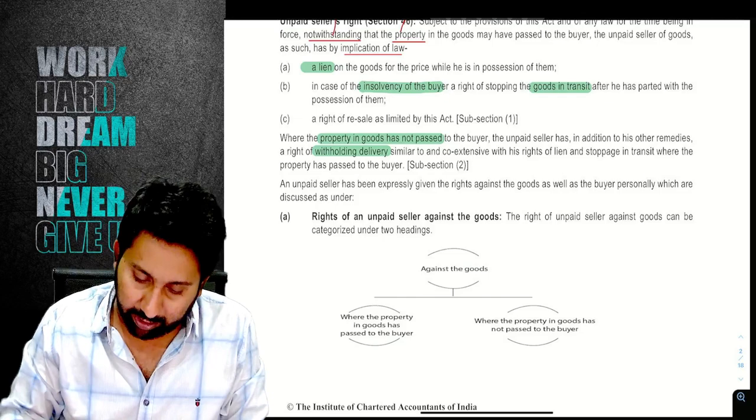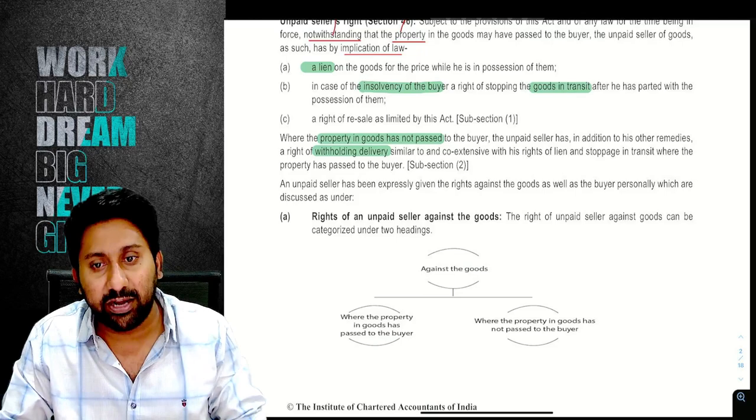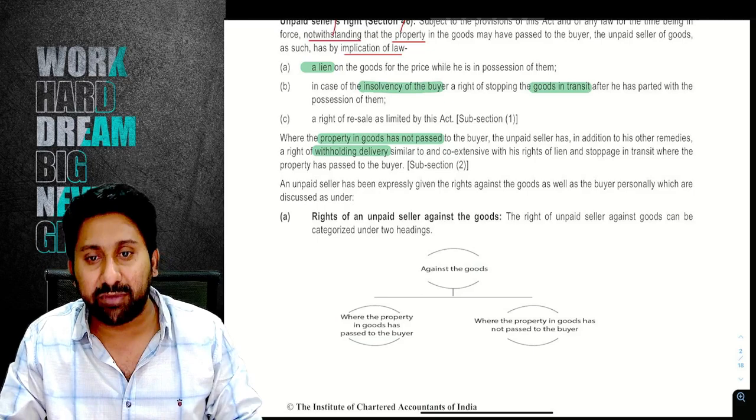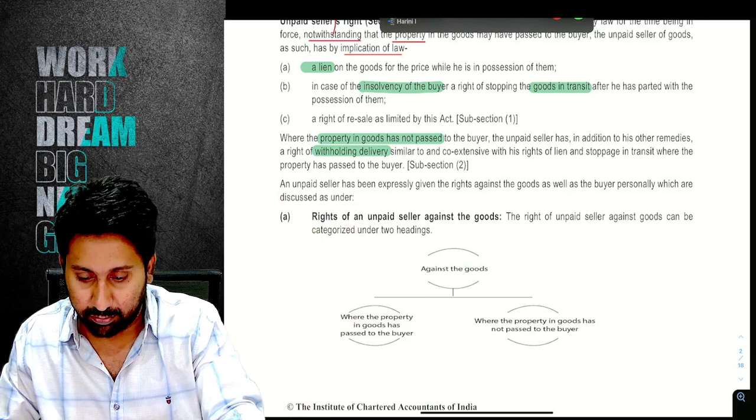Where property in the goods has not passed to the buyer, the unpaid seller has, in addition to his other remedies, a right of withholding delivery similar to and coextensive with the right of lien and stoppage in transit. Coextensive means like that of lien and stoppage in transit, he also has a right to withhold the delivery.